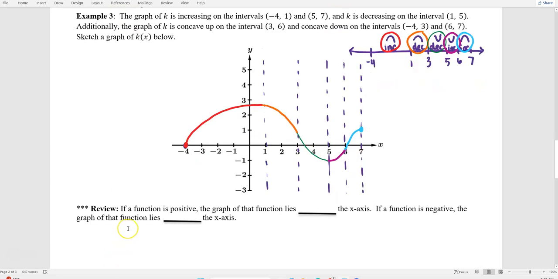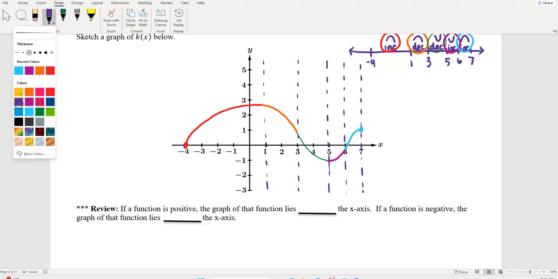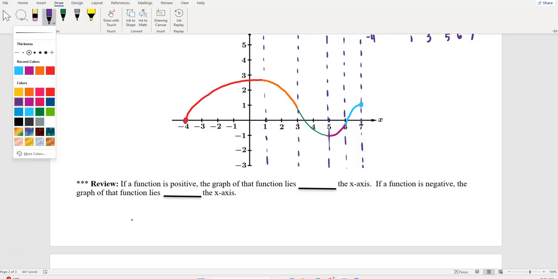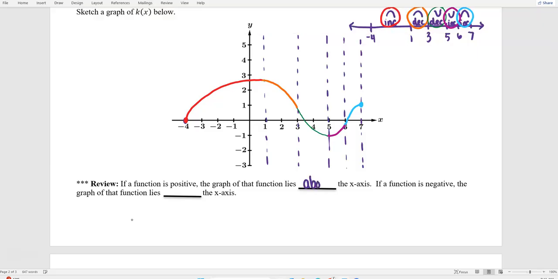All right. A quick review, because we've talked about increasing and decreasing, and we've talked about concavity, but there is a question on your homework that is going to ask if a function is positive or negative. If a function is positive, then the graph of that function lies above the x-axis. And if a function is negative, the graph of the function lies below the x-axis.